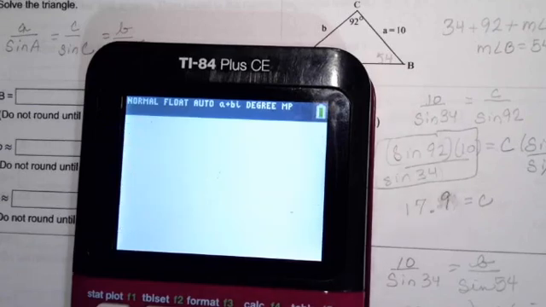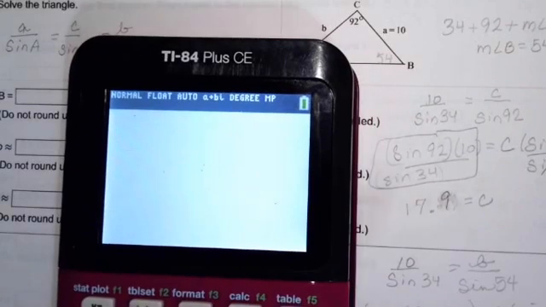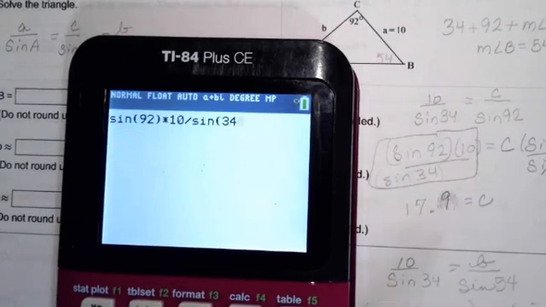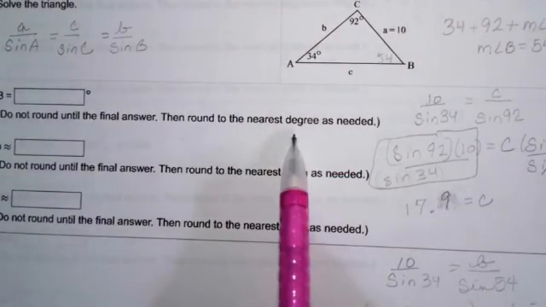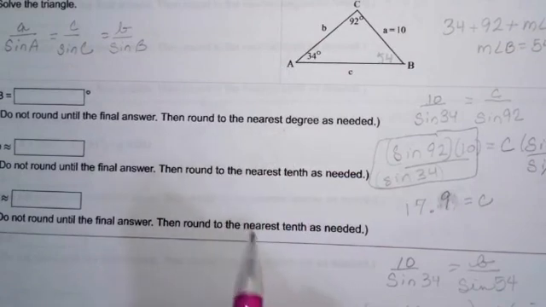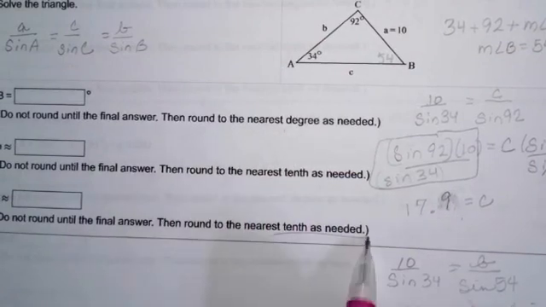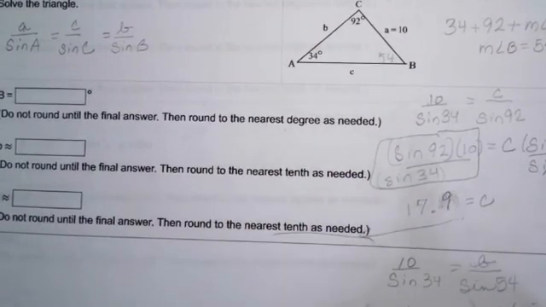And then we'll type our problem in. Sine of 92 times 10 divided by sine of 34. And I get 17.87. It says round it to the nearest tenth. So this is 17.9.